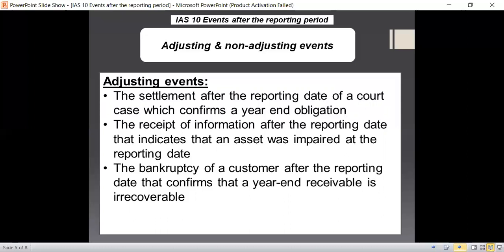And for example, if our customer has become bankrupt after the reporting date, that confirms that the year-end receivable is not recoverable. The conditions were already existing at the year-ending date. But its evidence has come after the reporting date. Then what do we need to do? We have to adjust it.